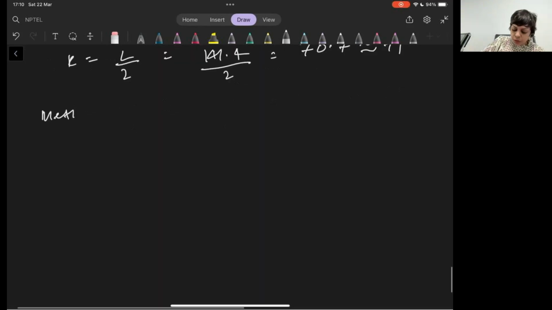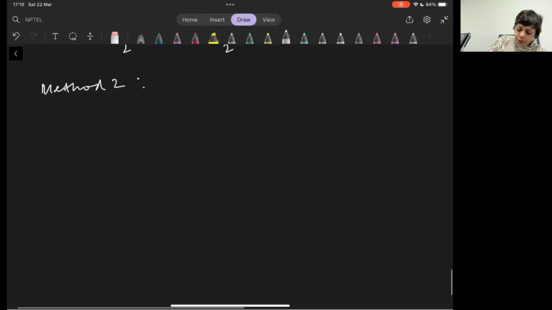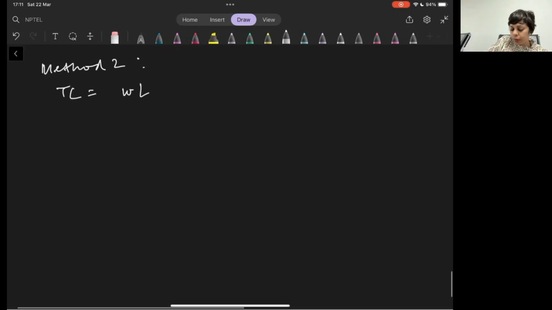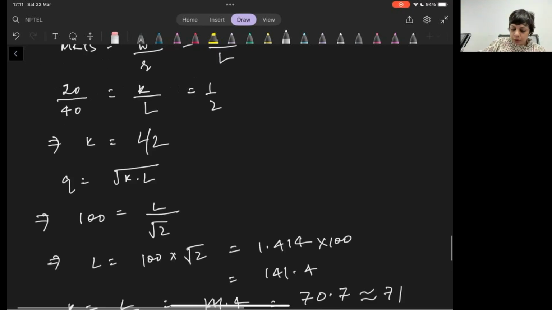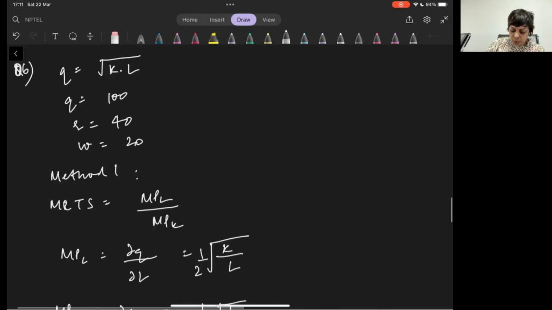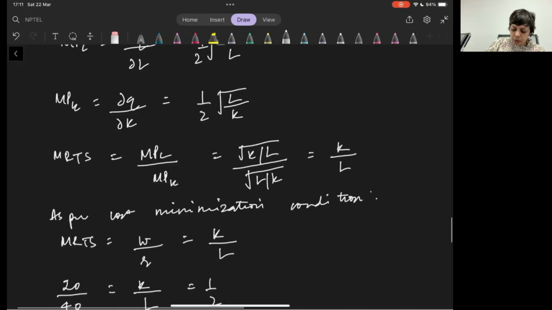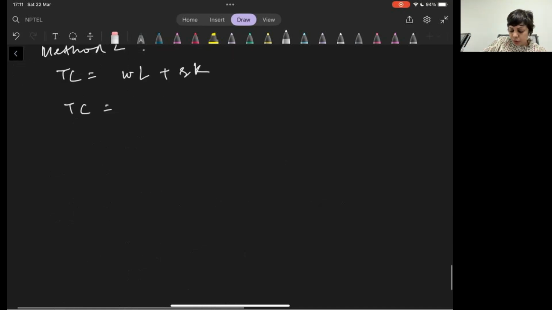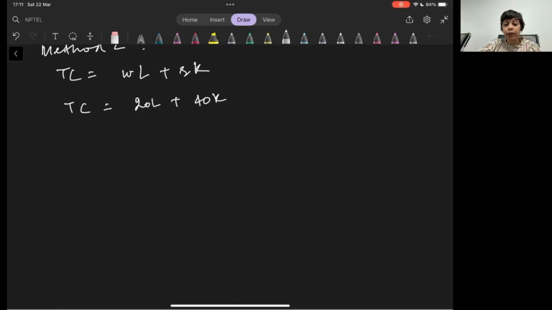now let's try solving this by method 2, which I consider is a little more cumbersome, but I think it's good if you know that method. So if you write just the total cost function, this is WL plus R into K, right? Total cost is equal to, what is the value of W and R given to us? W is 20, R is 40. This is 20L plus 40K.